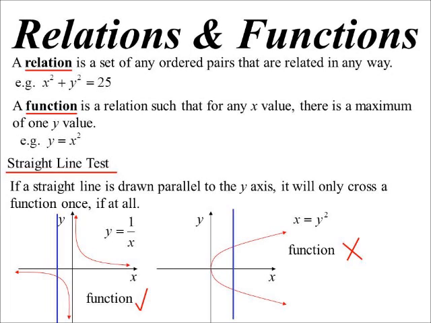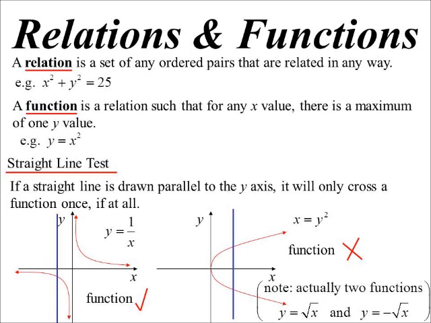What it actually is made up of two functions. If I was to make y the subject, I'd end up with y equals plus or minus the square root of x. The top half of the parabola would be the function y equals the square root of x. The bottom half of the parabola would be y equals minus the square root of x.